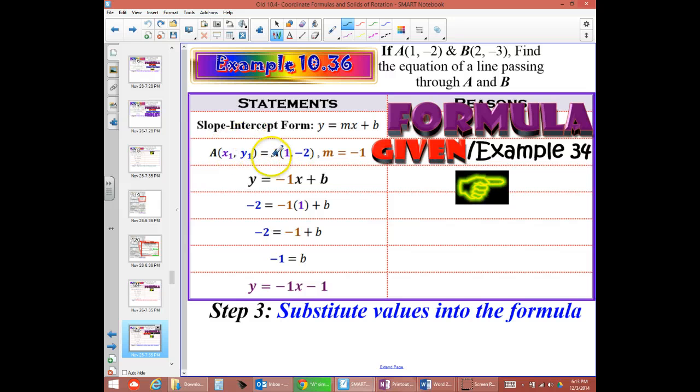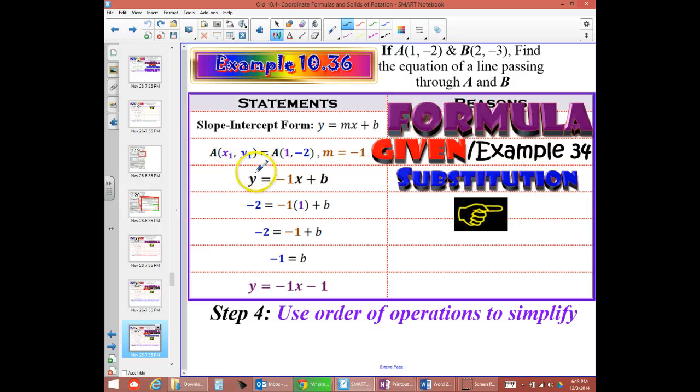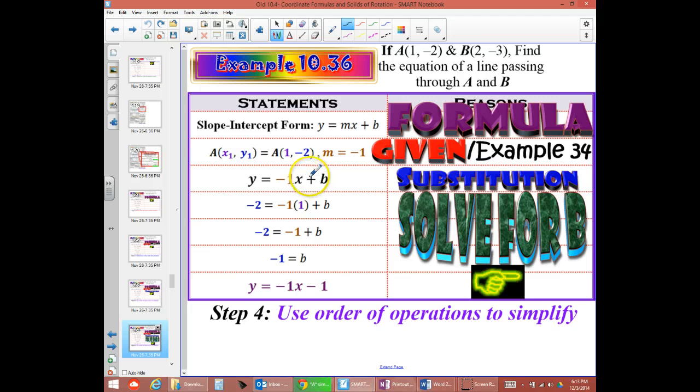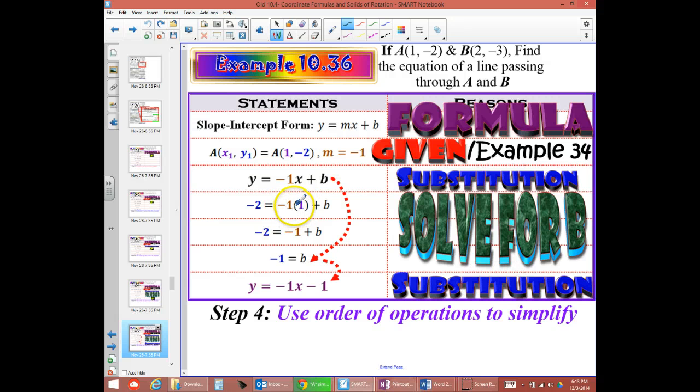Now we're going to use one of these points to plug it in for x and y. So we take the substitution. We plug in our slope. Now we're going to substitute again into the x1 and y1. So our -2 here is going to get plugged in for y, and the 1 gets plugged in for x. Now I have -2 equals -1 times 1 plus b, and I'm going to solve for b. I do the multiplication, I add 1 over here, plus 1, and end up with b is equal to -1.